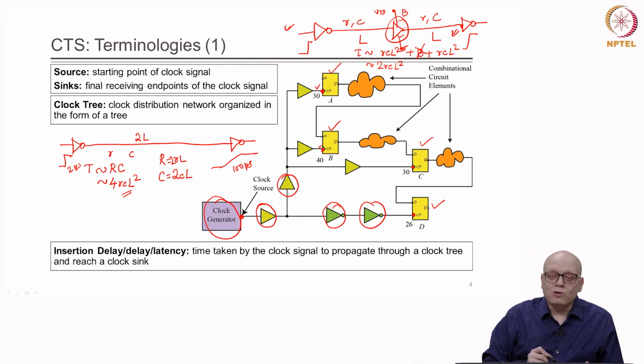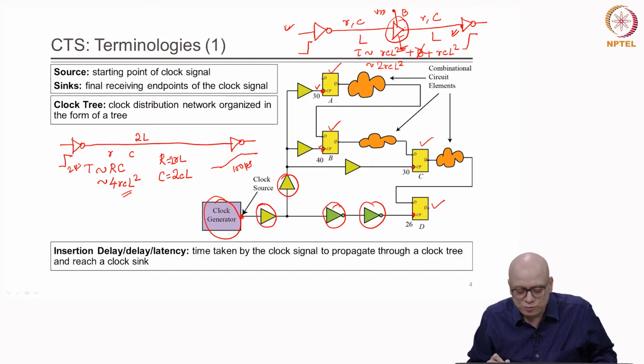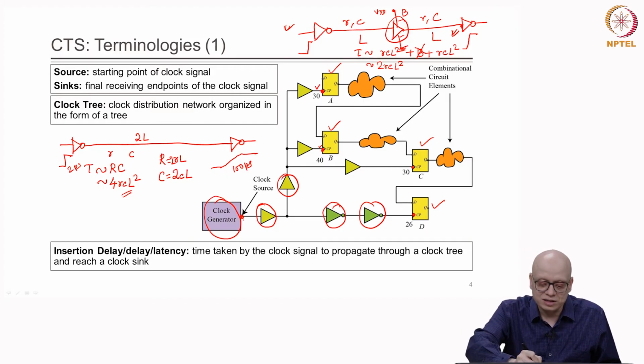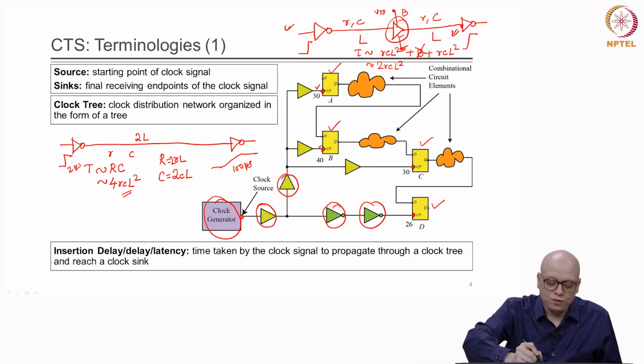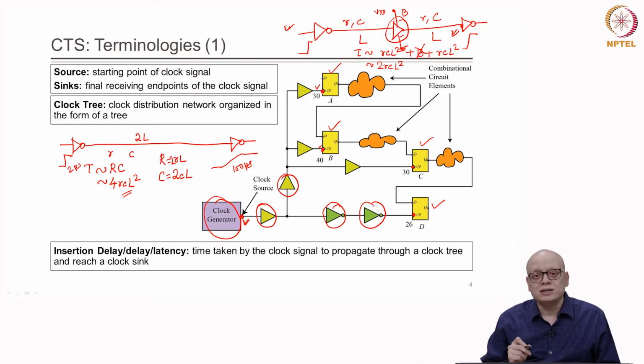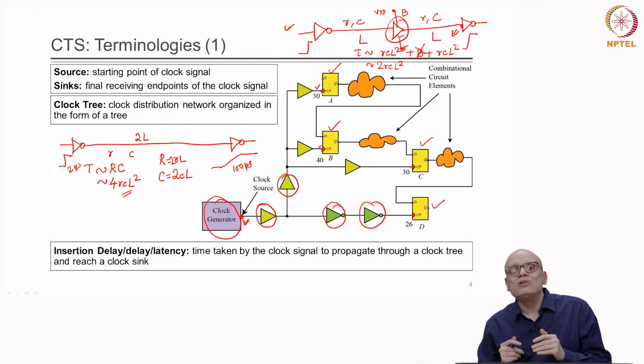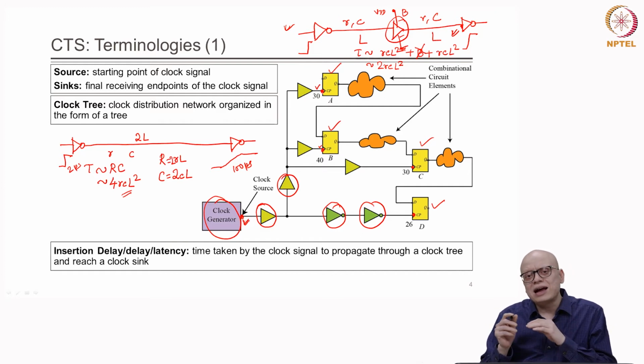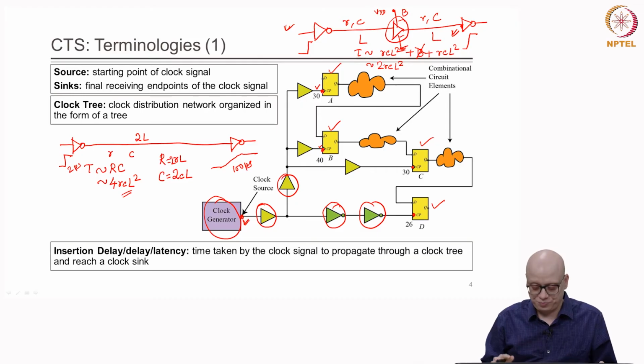Now, what is insertion delay in a clock tree? It is the time taken by the clock signal to propagate through a clock tree and reach the clock sink. How much time it takes for a signal to go from the clock source to the clock sink, that is known as insertion delay. Typically, we call this latency during synthesis, but when we go to clock tree synthesis, we get the actual value, and there we call it insertion delay. Latency is a kind of an estimate of the insertion delay.